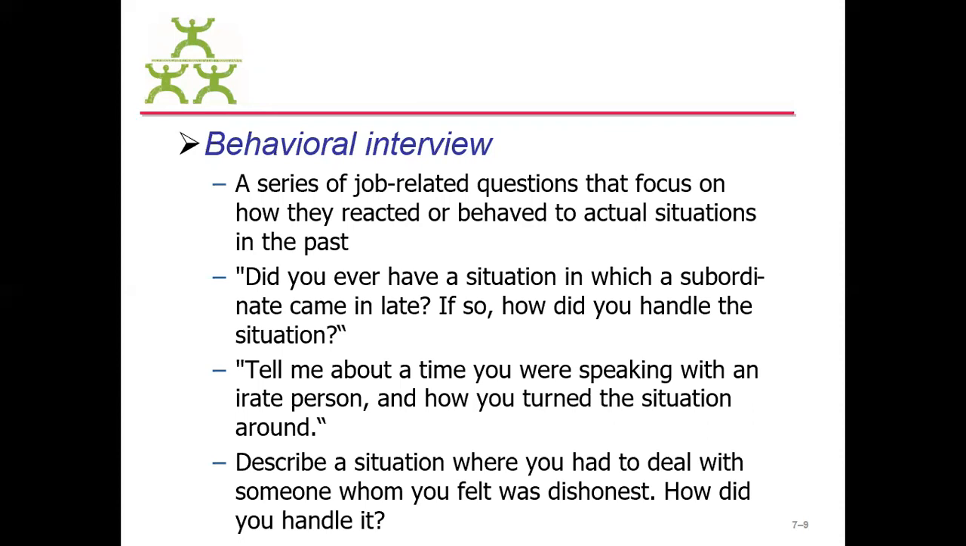Tell me about a time you were speaking with an irate person and you turned the situation around. And describe a situation where you had to deal with someone who you felt was dishonest. How did you handle it? So these were some of the examples of situations that a particular interviewer can provide to the candidate.